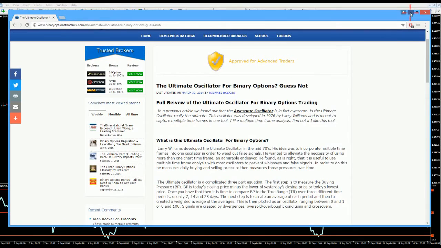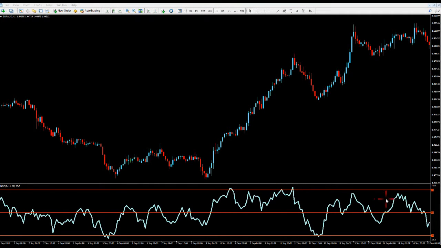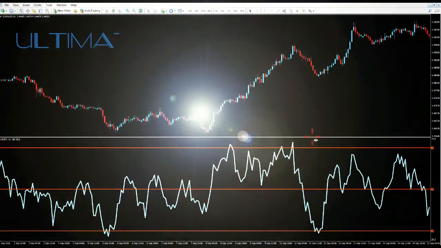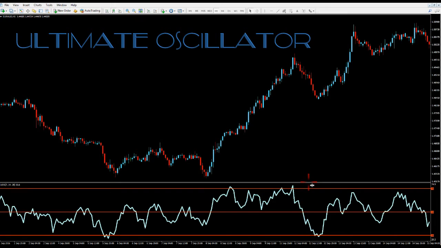And I'm going to show you the indicator here. I've downloaded it and inserted the indicator, with 3 levels. You have the 70 overbought, the 50, the mid level or signal level, and the 30 level oversold. Just like the regular oscillator with overbought and oversold, but different levels.